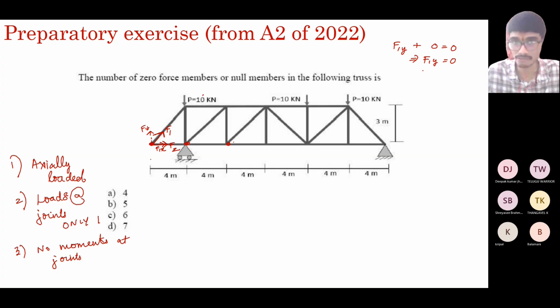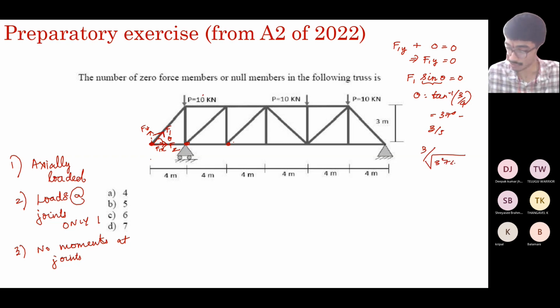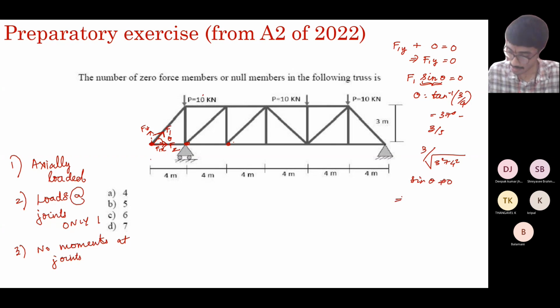But what is F1y? F1y is the force F1 sine theta, the angle between this, equal to 0. So this theta, what is it? It is tan inverse of 3/4, which comes to something like 37 degrees or so. Sine of this is 3/5, right? 3 by square root of 3 square plus 4 square. So sine theta is not equal to 0, which means F1 is equal to 0. So this is a zero force member.